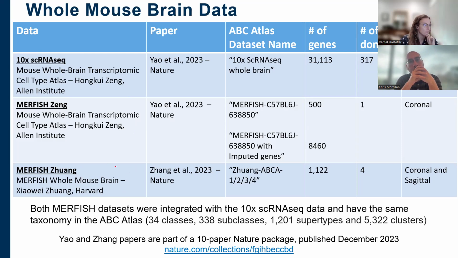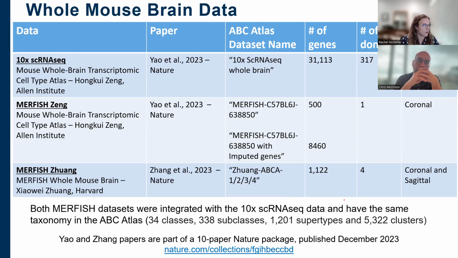And in our MERFISH data from Xiaowei Zhuang's lab, we actually have 4 different brains up in the Allen Brain Cell Atlas. Some are coronal, some are sagittal, and they had a bit of a larger gene panel as well. And again, these are part of a Nature package published in December 2023, a 10-paper Nature package.